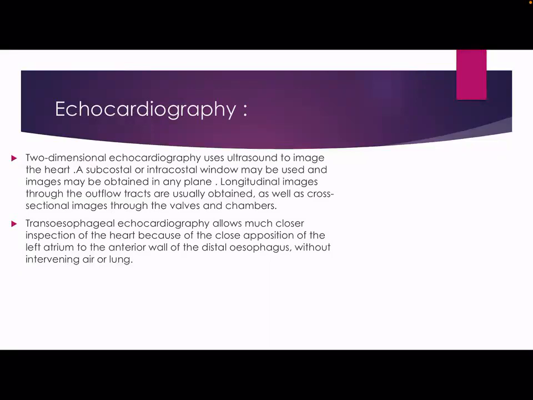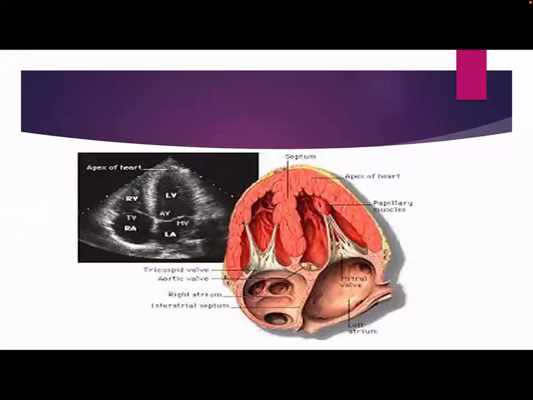Echocardiography uses ultrasound to image the heart. We can obtain information about the cardiac valves and chambers, and we have transesophageal echocardiography, which allows closer inspection of the heart because of the close opposition of the left atrium to the anterior wall of the distal esophagus without intervening air or lung. Here this is the four-chamber view of the heart by echocardiography. This is the right ventricle, this is the right atrium, with the tricuspid valve in between. This is the left ventricle and the left atrium with the mitral valve in between. This is the interventricular septum, and this is the interatrial septum.